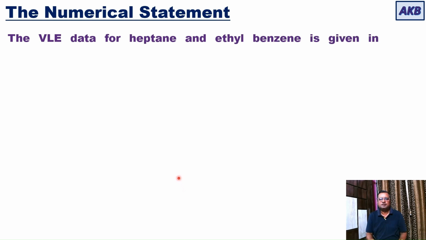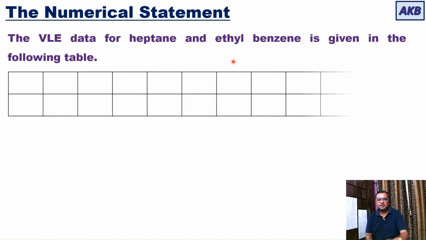Along with this, additional information is also provided. The VLE data for the binary mixture of heptane and ethyl benzene is given to us. So X and Y values that are in equilibrium with each other are given to us. X is the mole fraction of heptane in the liquid phase, and Y is the mole fraction of heptane in the vapor phase. Why heptane? Because heptane is the more volatile component in this case.